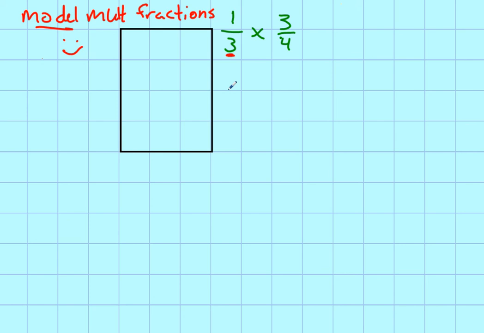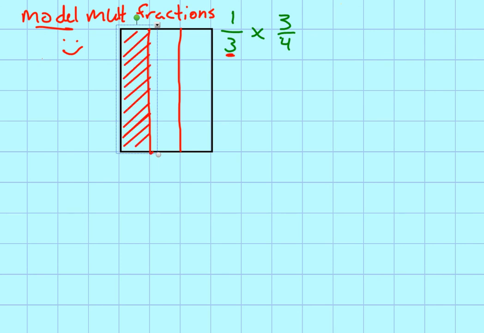So 1/3 of this, we're going to find 1/3 of this box, and it's conveniently broken into 3 columns here. So hopefully you drew your box, and you're going to split it into 3 columns with perfectly straight lines, just like these. You can pretend these are perfectly straight. Okay, and then we're going to shade in one of them. So let's shade it in here. Shade it in, just like that. Okay, all right. That's 1/3.